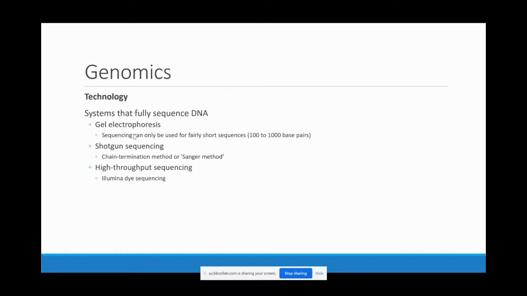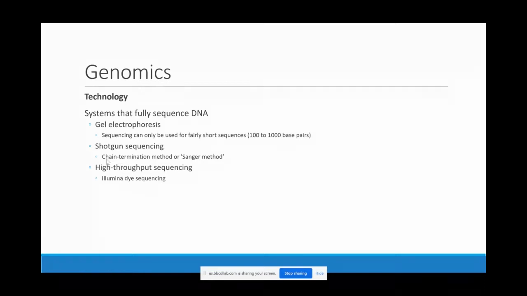Now, gel electrophoresis is not usually used for genomics because it's only really good for a shorter sequence, like something 100 to 1,000 base pairs long. And remember, for genomics, we're literally trying to sequence the whole set of someone's genes, all of their genes. So the two things that are utilized the most are what are called shotgun sequencing and high throughput sequencing. Shotgun sequencing uses something you guys are already familiar with, and that is the Sanger method, which again acts kind of similar in the type of information you get out when you read your gel.